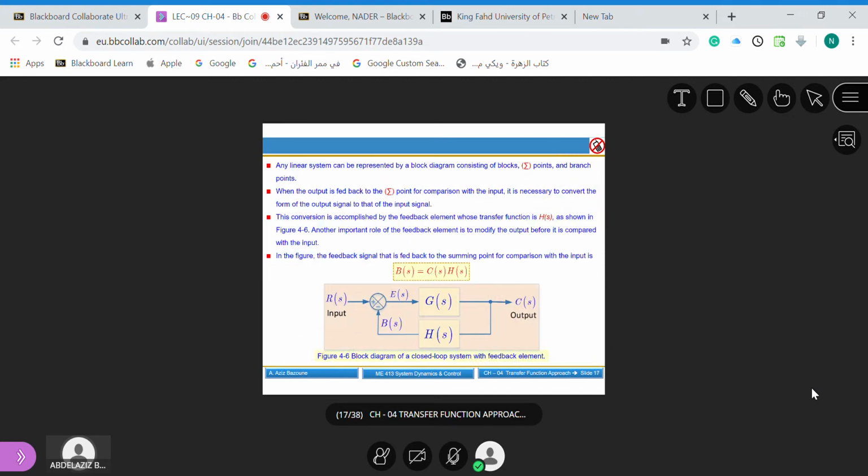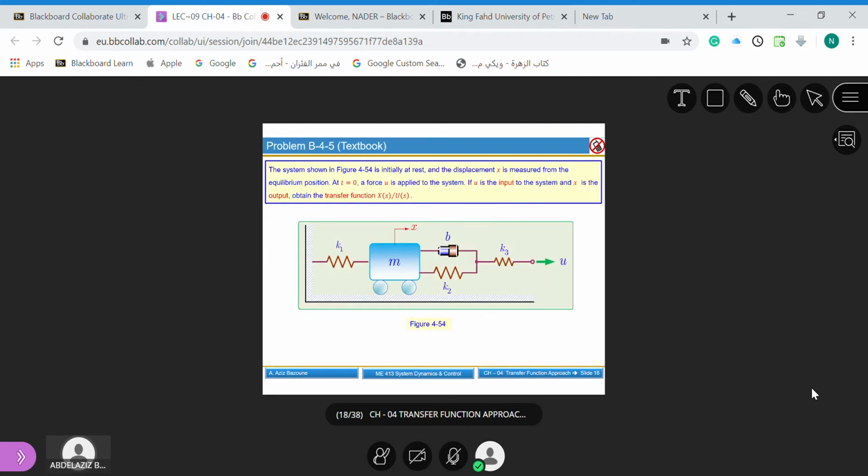These are some summing points. For a branch point, for example, B of S here: if I take a branch point from here, this signal is C of S, as you can see. If I multiply it by H of S, then B of S will be simply C of S times H of S. These are the summation points and branch points that we will be using in Simulink and also in chapter 10, when we get to chapter 10.